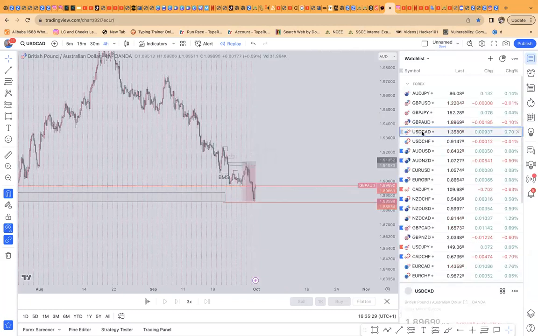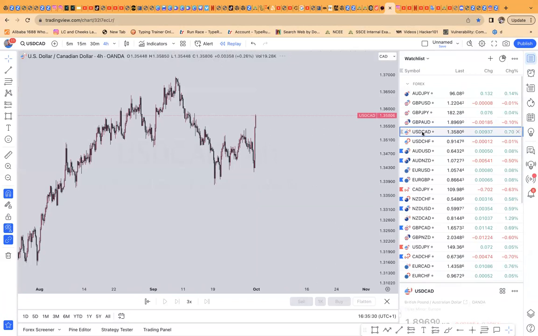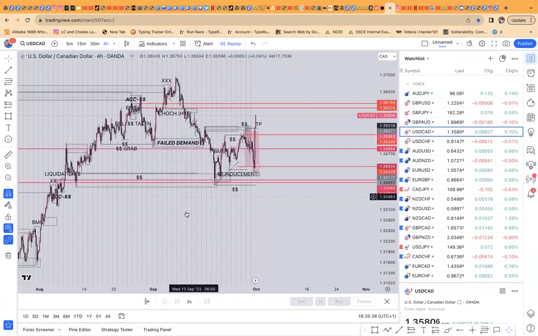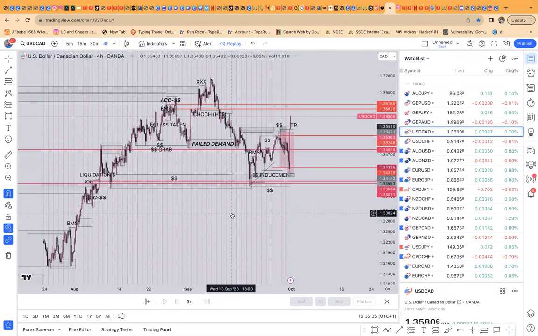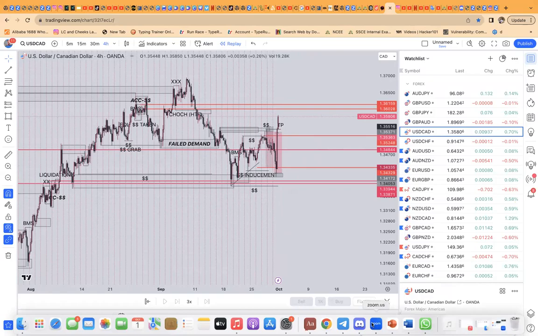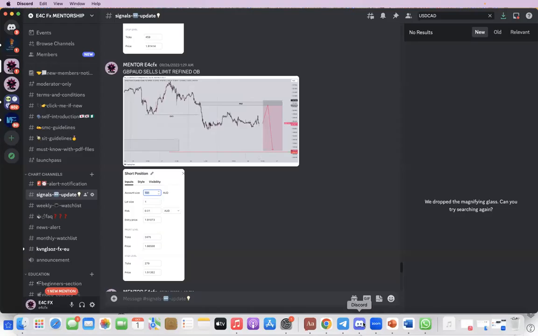So another one is USD CAD. USD CAD, let's look at this quickly. USD CAD has a lot to show me. You understand? So that's why you're gonna see all these. When you see all this, you understand that there is someone actually working behind, right? So this USD CAD, let me go quickly to the chat on the Discord.